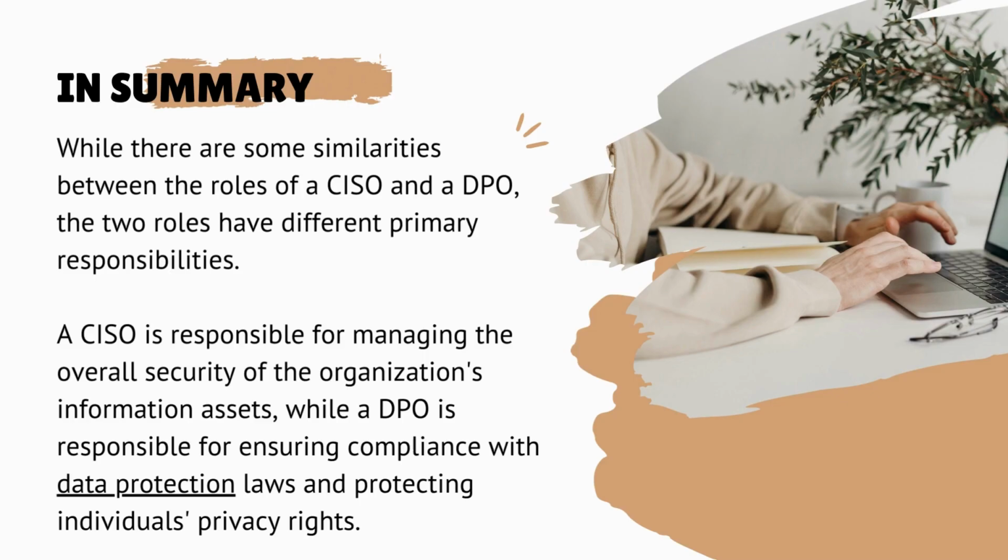So, in summary, while there are some similarities between the roles of a CISO and a DPO, the two roles have different primary responsibilities. Right. A CISO is responsible for managing the overall security of the organization's information assets, while a DPO is responsible for ensuring compliance with data protection laws and protecting individuals' privacy rights.